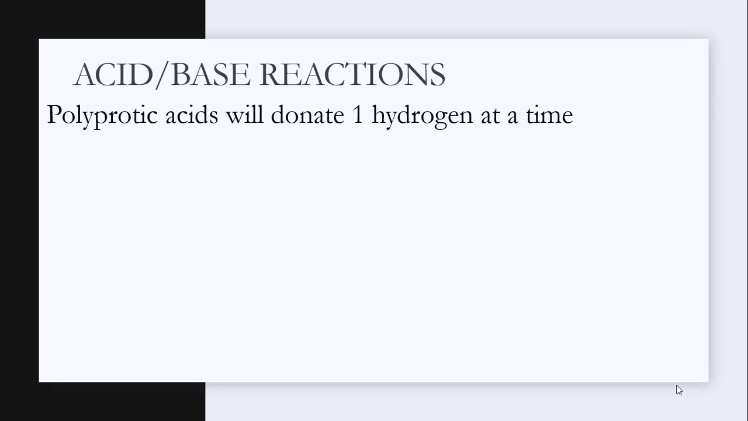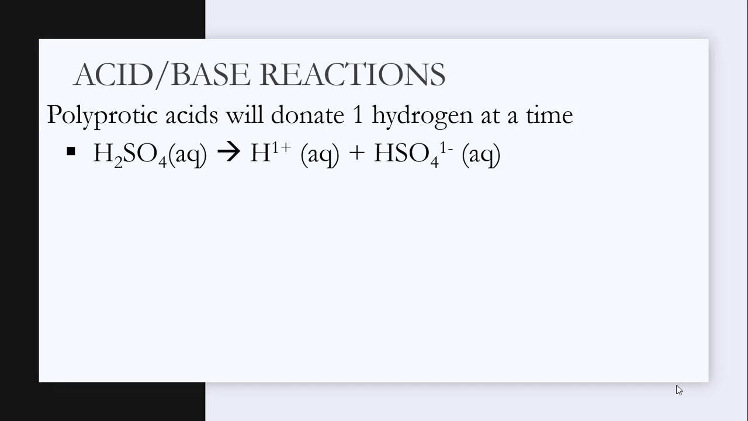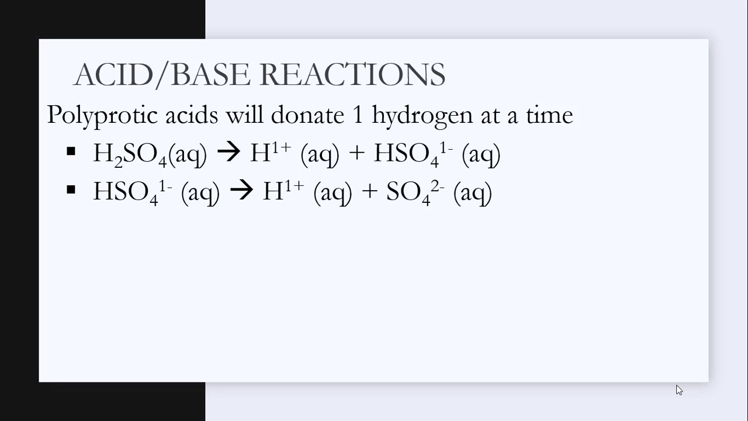But even the polyprotic acids will donate one hydrogen at a time. For example, sulfuric acid donates one hydrogen to become the H+ ion and the hydrogen sulfate ion. Once all of the sulfuric acid has been used up, then the hydrogen sulfate ion donates a hydrogen and becomes the H1+ and the sulfate ion.